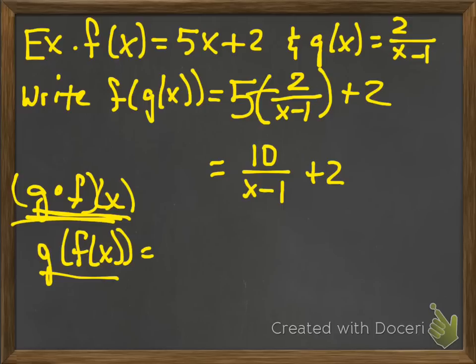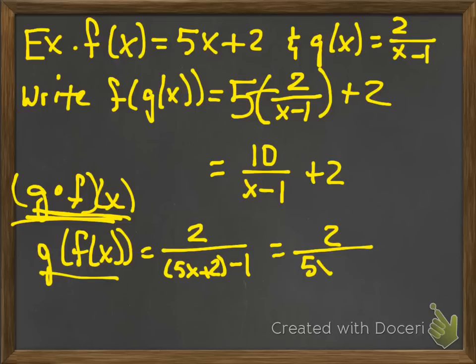So here I'm going to put the f of x function in place of the x of the g function. So I'm going to put 5x plus 2 in place of the x on the g function, which means I'm going to say 2 over 5x plus 2 minus 1. Well, I don't need to distribute anything, so I drop the parentheses. I'm going to say 2 over 5x, and combine my like terms. 2 minus 1 becomes positive 1, and you're done. That's it. Practice with those.